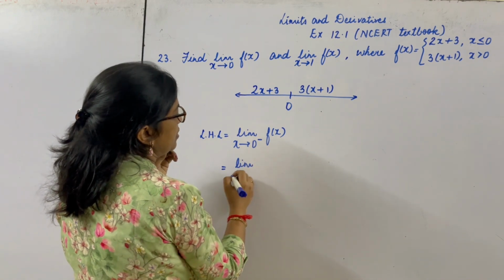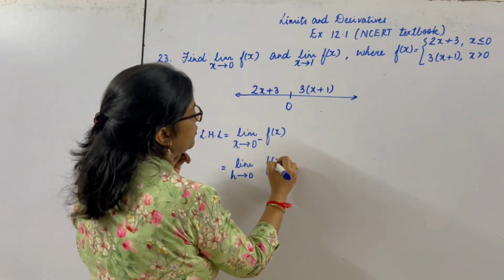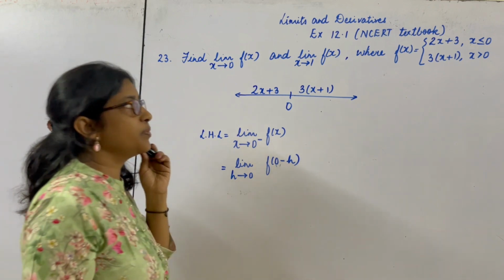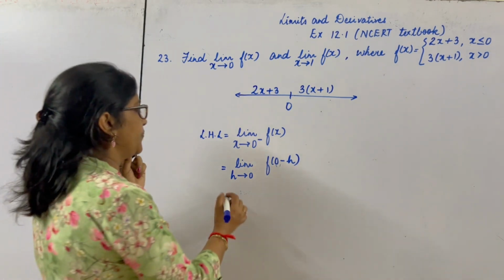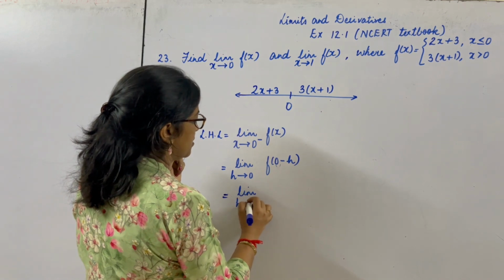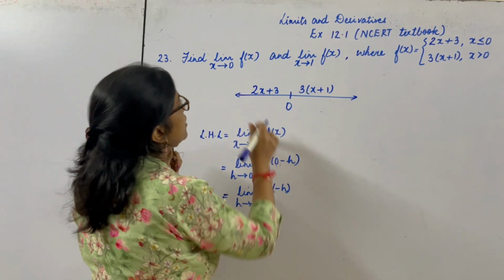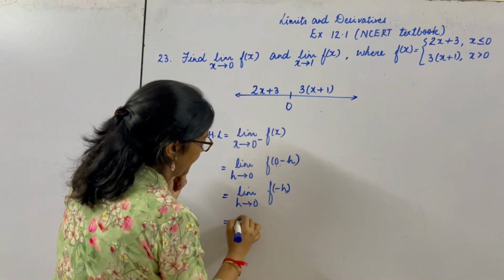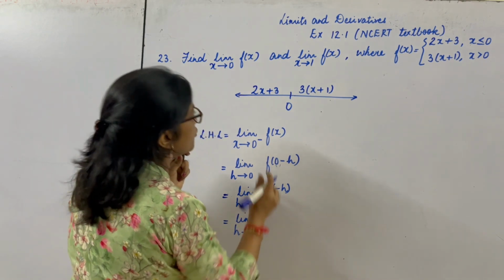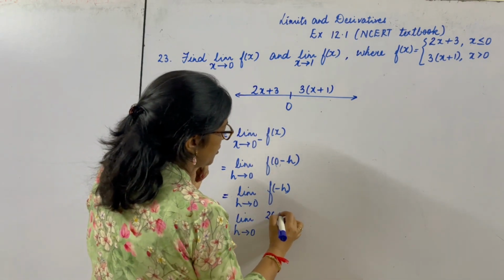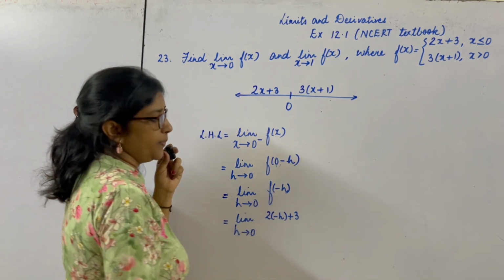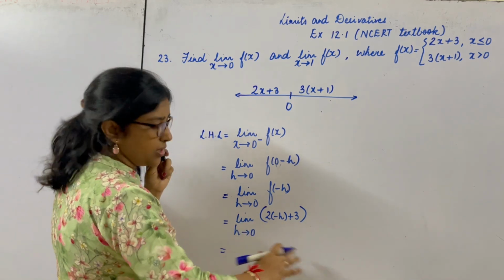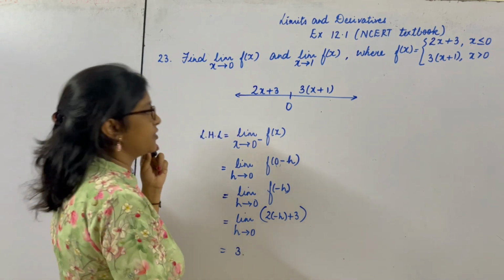And you can write this as limit h tends to 0 of f of 0 minus h. By 0 minus h, we mean that we are taking values smaller than 0. So 0 minus h is basically f of minus h. If f(x) for less than 0 is 2x plus 3, then what is f of minus h? Instead of x, put minus h. Now we can substitute the limit because the denominator is non-zero, so put h as 0 and you get the left-hand limit as 3.